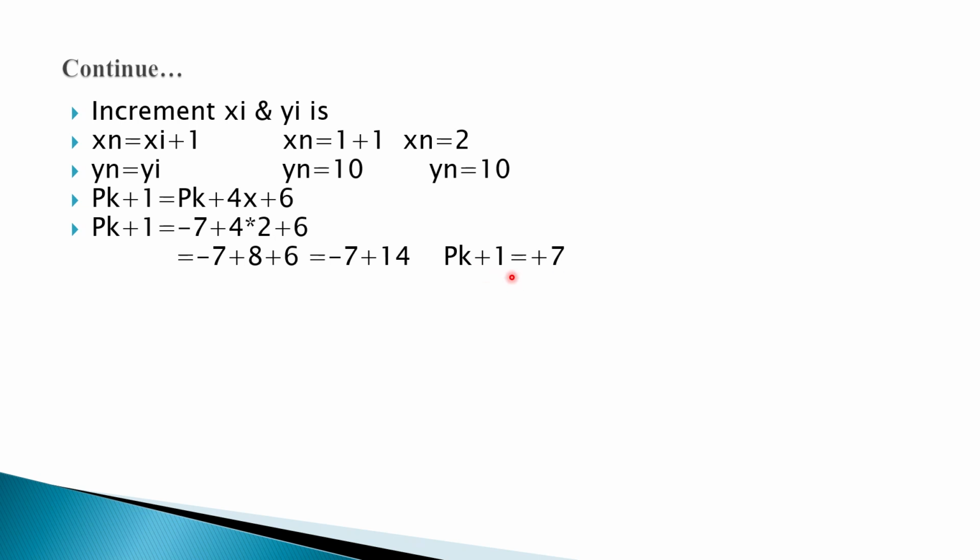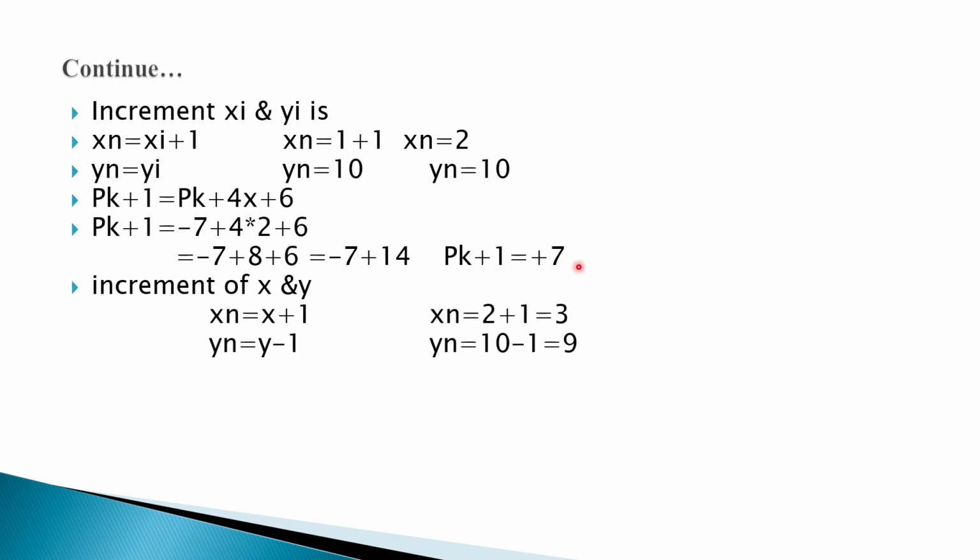Now the pk value is positive, so how do we increment x and y? We increment the x value by 1 and decrement the y value by 1, because we got a positive pk value. This is the increment once we get a positive pk. So 2 plus 1 is 3, and 10 minus 1 is 9. Now the y value is 9.